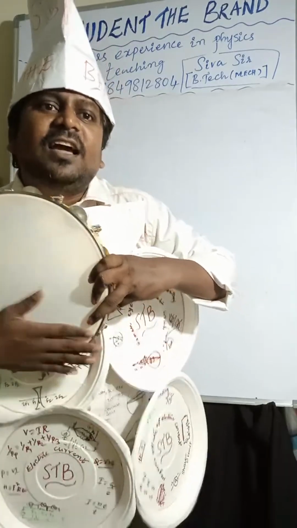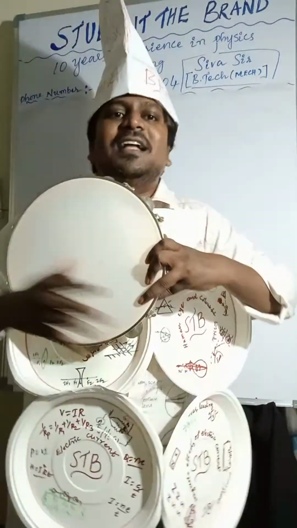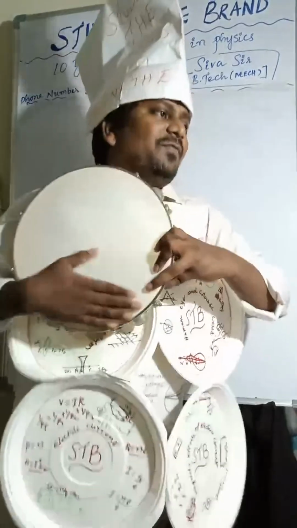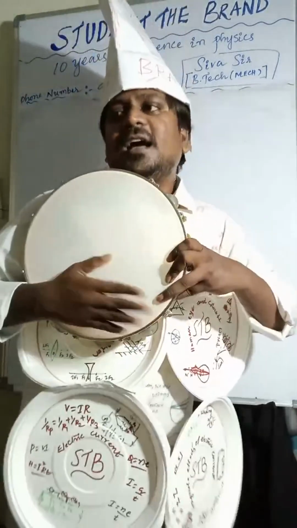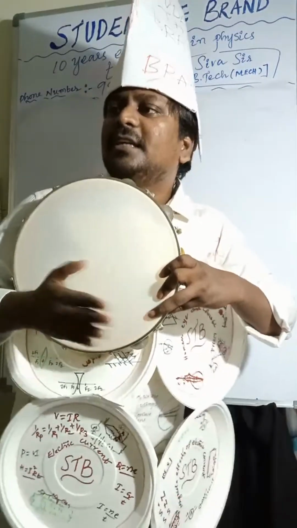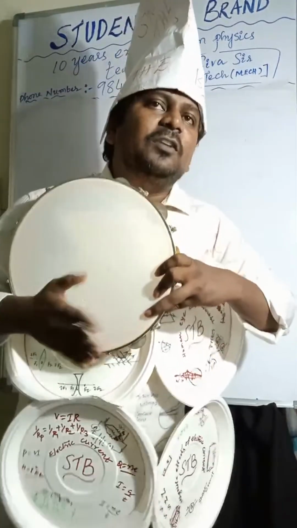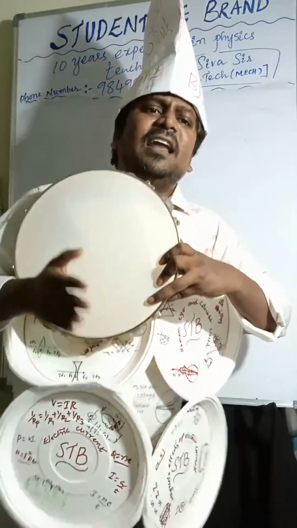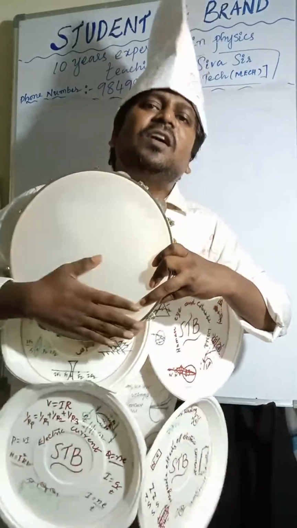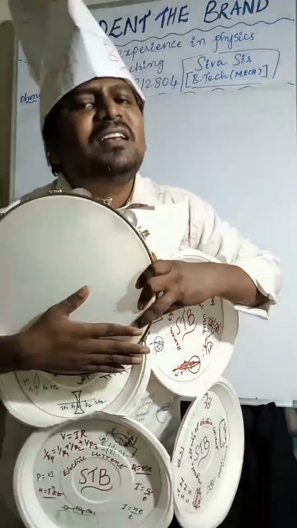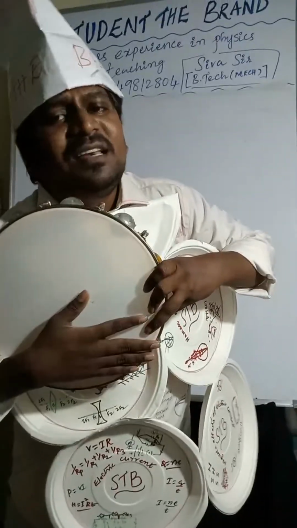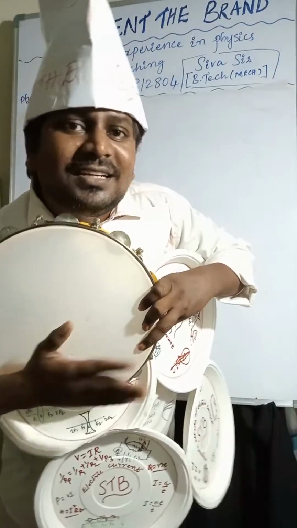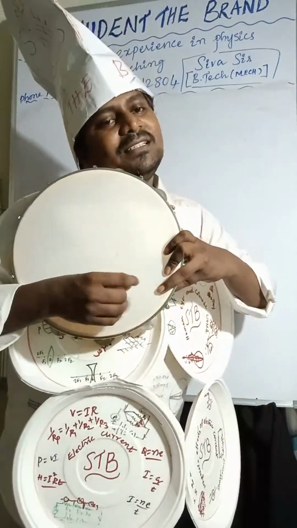Cartesian sign convention. All distances are measured from the pole. Distances are positive along the incident ray, negative opposite to the incident ray. Distances are positive above the principal axis, negative below the principal axis. New Cartesian sign convention.